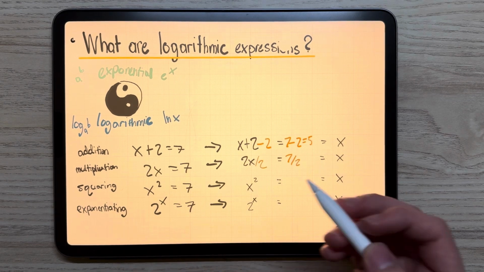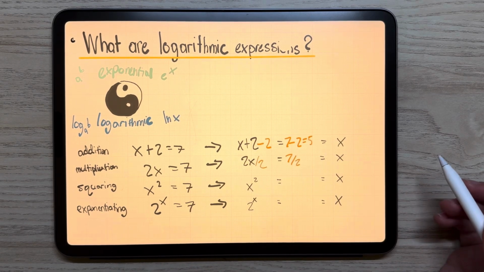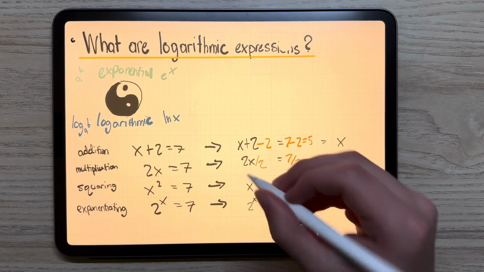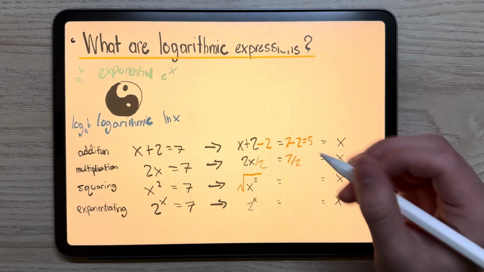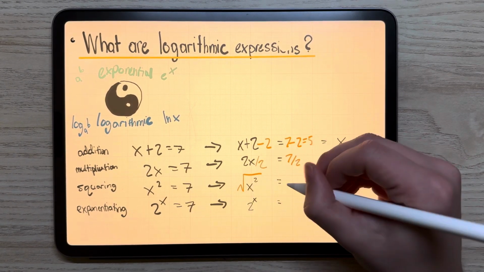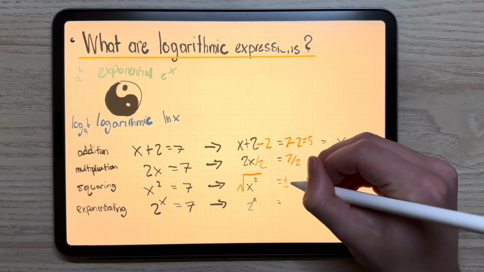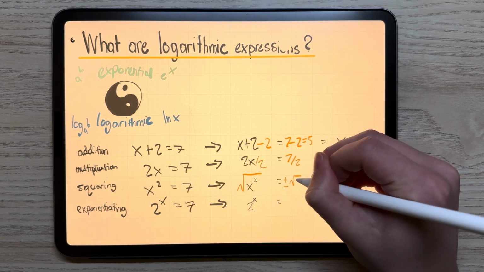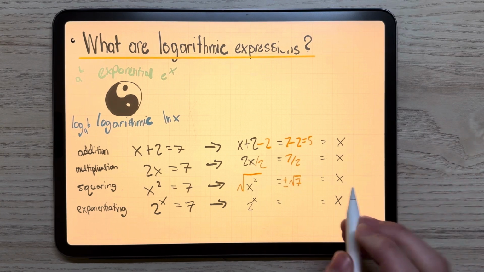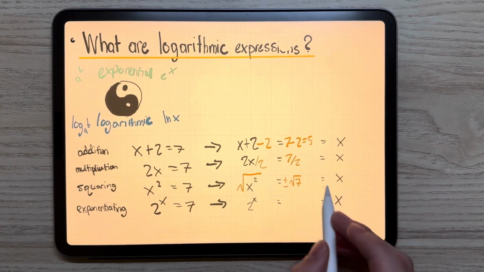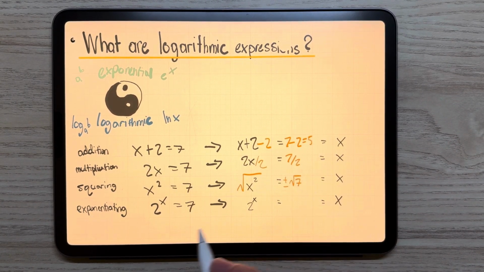For x squared is equal to 7, to solve that, we need to be able to square root. So square root of x squared is equal to plus or minus the square root of 7. And that is equal to x. So this has two solutions.